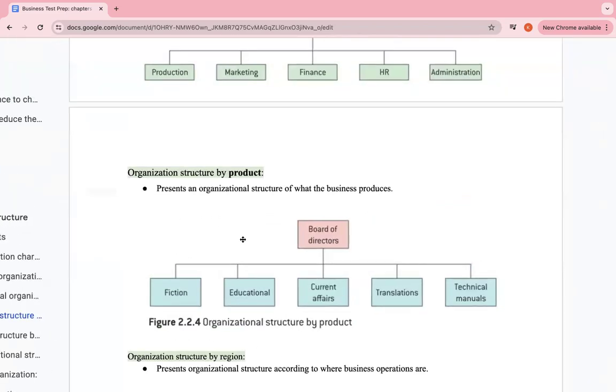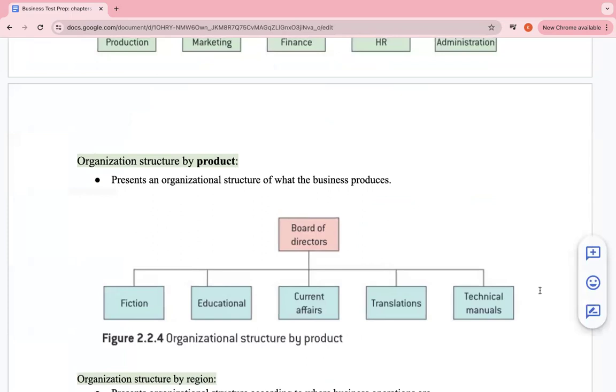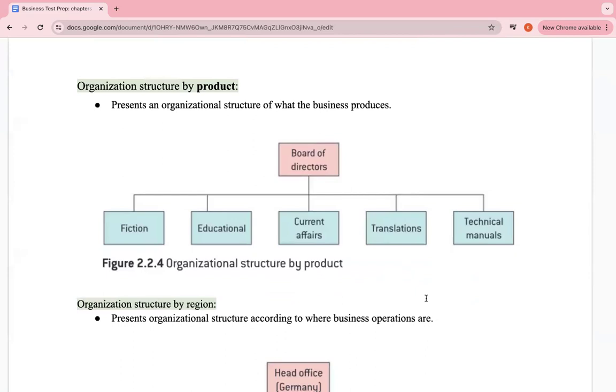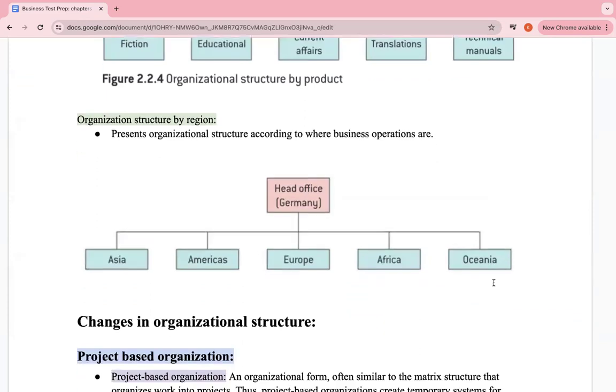So this presents an organization structure of what the business produces. This is just an example. For example, a business can be like a school supply store. Here you have pencils, here you have books, here you have rulers, here you have sharpeners. This is just an example. By region, so according to where the business operations are, this is a very good figure.